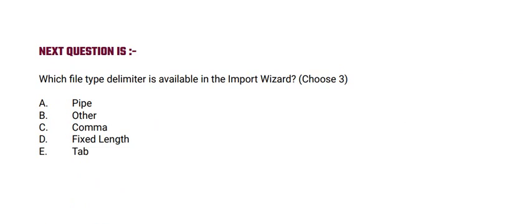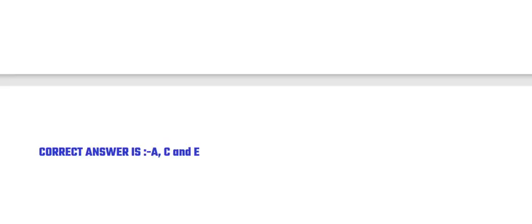Next question is, which file type delimiter is available in the import wizard? Choose three options. And the options are option A pipe, option B other, option C comma, option D fixed length, and option E tab. The correct option is option A, C and E.